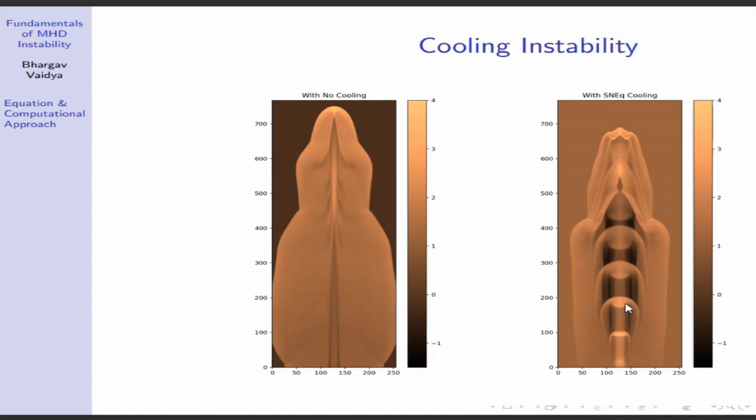Can anyone tell me why the height is shorter? Before we go into the shocks, let's think about why the height is shorter. It's oscillating from the bottom. Everything is the same. There is basically a flow coming from this funnel. It's going up. Of course, the features are different, but most importantly, the height is different. Why is height different?